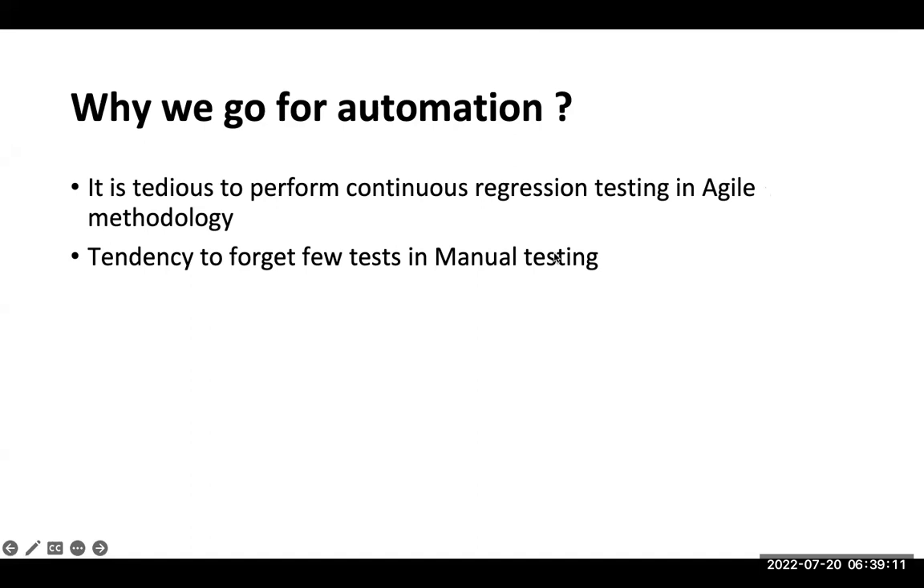Continuously, there will be any one or the other change, and we have to move it to the production after testing. So this is a continuous process. This type of developing a product, we call it as agile methodology. Is it clear what is agile methodology?